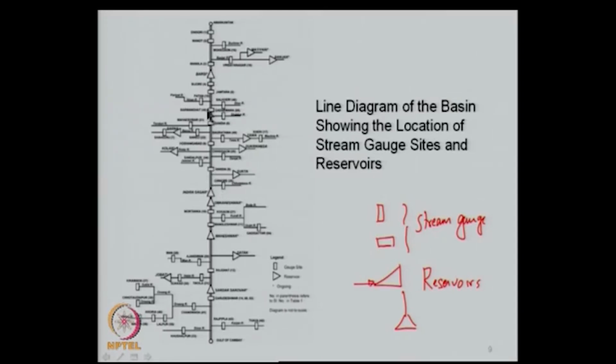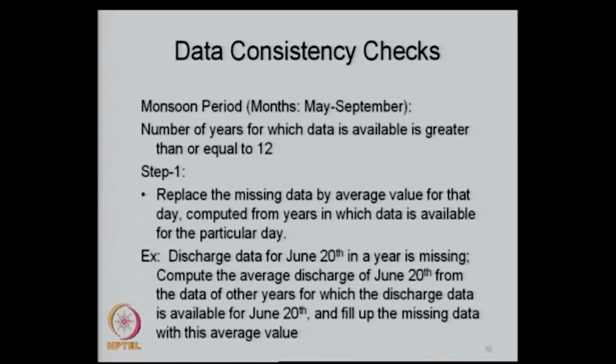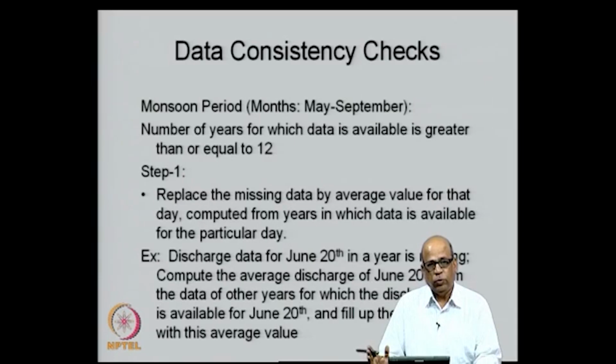So, we will just look at how we do the data consistency checks for such a configuration of stream gauges, a large number of stream gauges, at all of which we have the historical data available. So, we will just examine the type of data consistency checks that we do here. So, as I said, because the flow generation mechanisms are different in monsoon and non-monsoon periods, we do this separately for the monsoon period as well as the non-monsoon period.